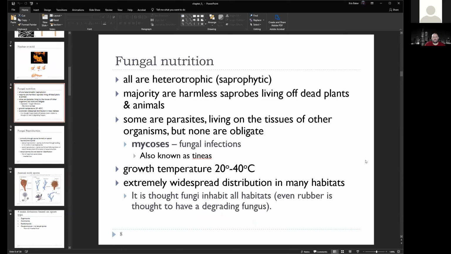So some other cool stuff. And these are generalities because obviously the temperature ranges here do tend to vary, but they're all heterotrophic. So we'll get that out of the way. There are no photosynthetic or chemoautotrophic fungi. They're all saprotrophs.